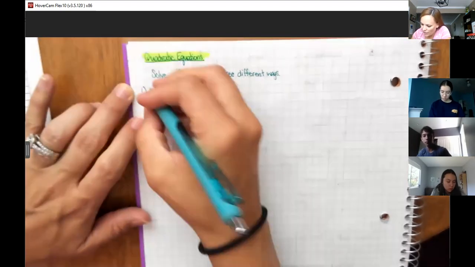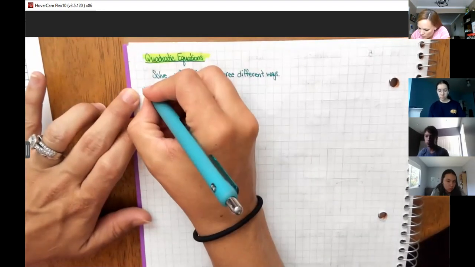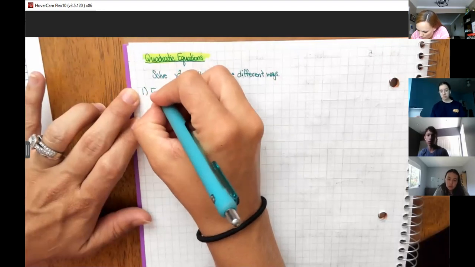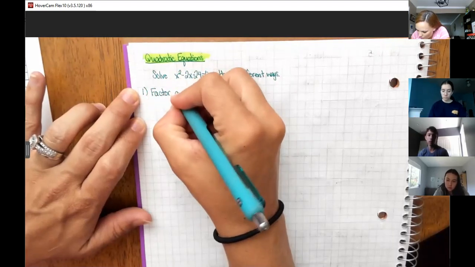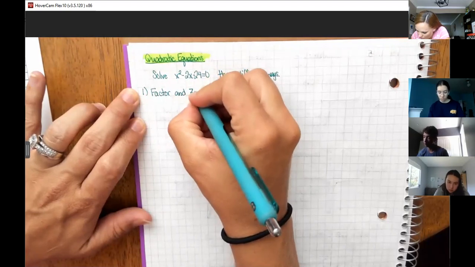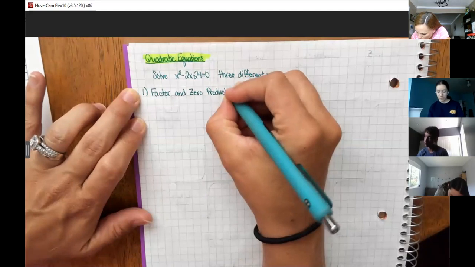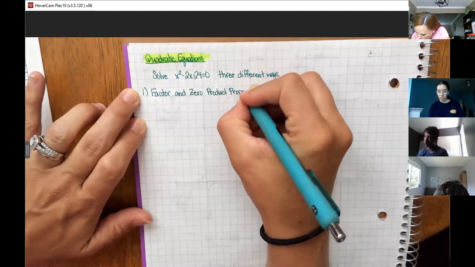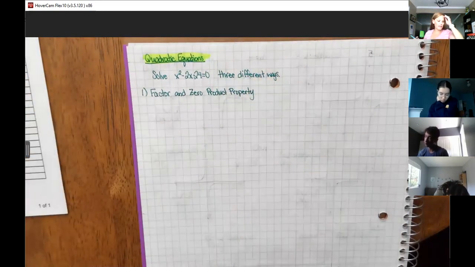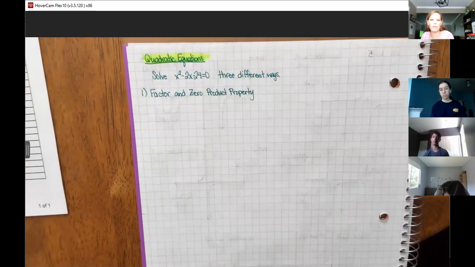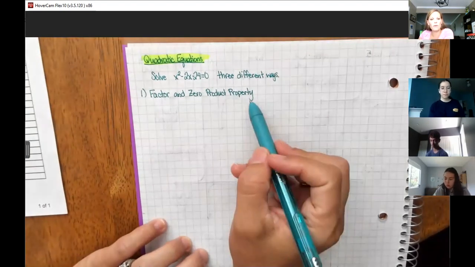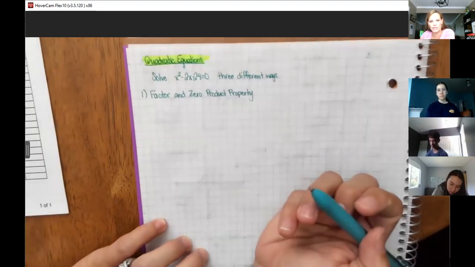So the first way is factor and the 0 product property. That's the first way we learned back in math 2. Factor, remember, you break it into pieces, or break it into a multiplication problem. The 0 product property says if you multiply 2 things together and get 0, one of them's 0.